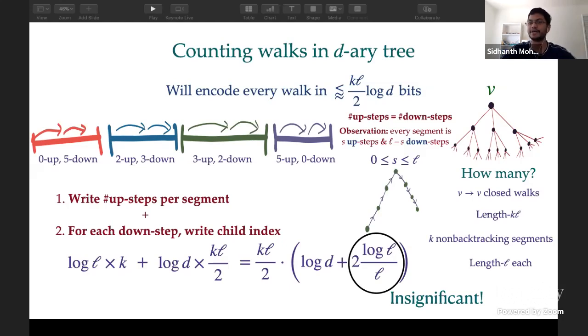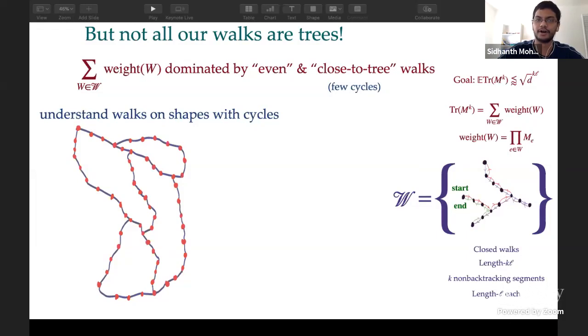So this establishes how one counts walks in a d-ary tree. So now I'm going to move on to an overview of how one actually counts walks that have some small number of cycles in them. But before that, I'm again going to pause for a second to see if there are any questions.